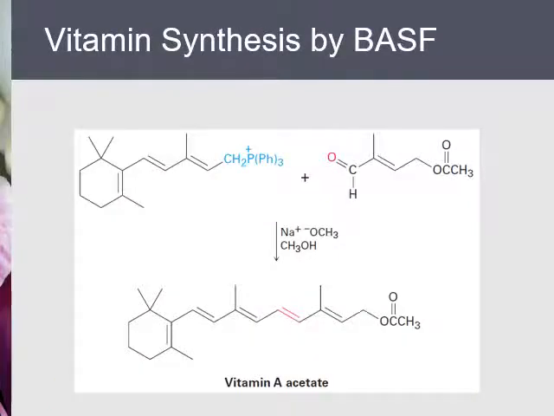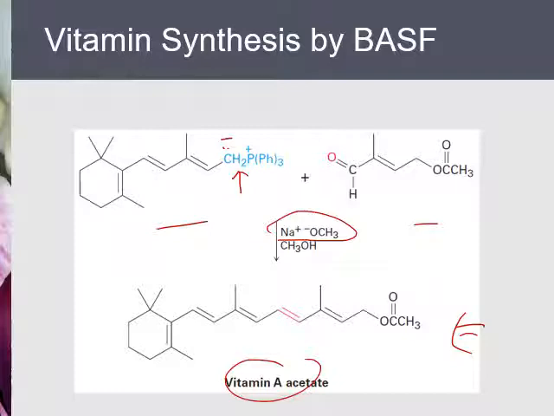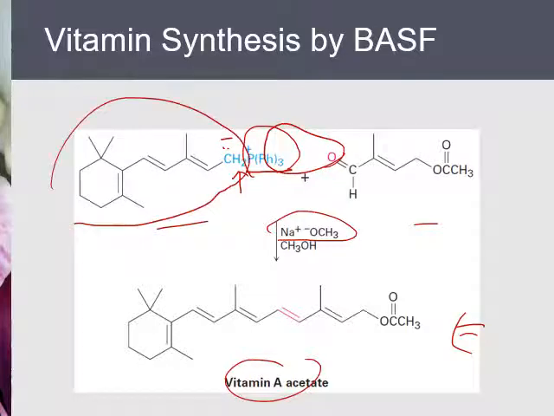Here shows the key step in industry to synthesize vitamin A. In this step, two small molecules combine to form a larger molecule. Sodium methoxide is a strong base that can deprotonate one of these hydrogens and form a negatively charged carbon, and that becomes a triphenylphosphorus ylide. The triphenylphosphorus part combines with oxygen. At the same time, the carbanion part combines with this carbonyl carbon and forms the double bond here.